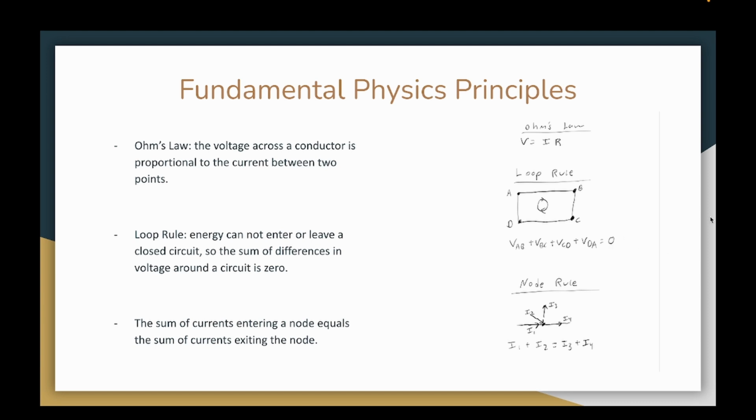So the fundamental physics principles: Ohm's law, the voltage across a conductor is proportional to the current between 2 points, V equals IR. The loop rule, energy cannot enter or leave a closed circuit, so the sum of differences in voltage around a circuit is 0, and you can see that in this diagram here. And the sum of currents entering a node equals the sum of currents exiting the node, and this is the node rule, and you can see this diagram here.